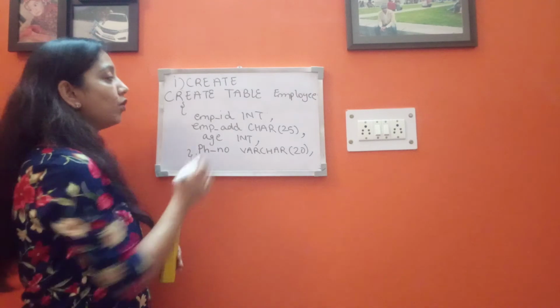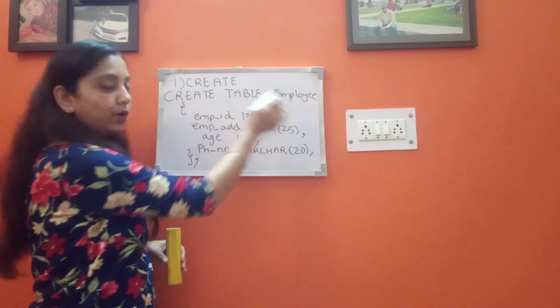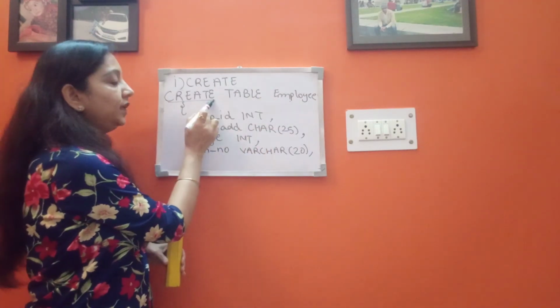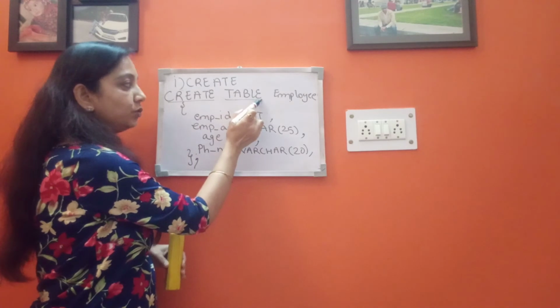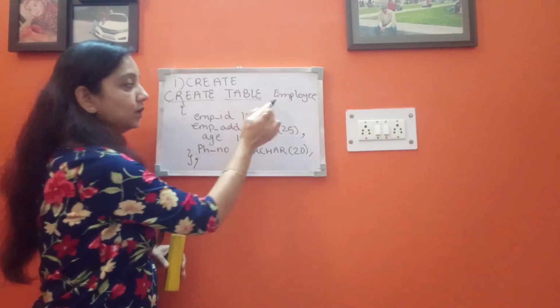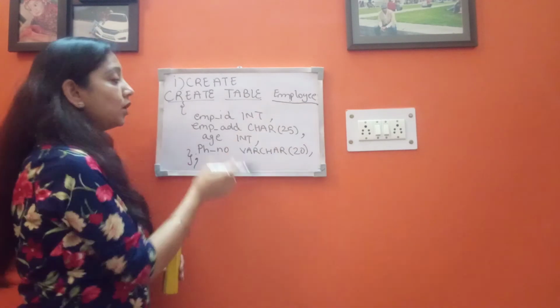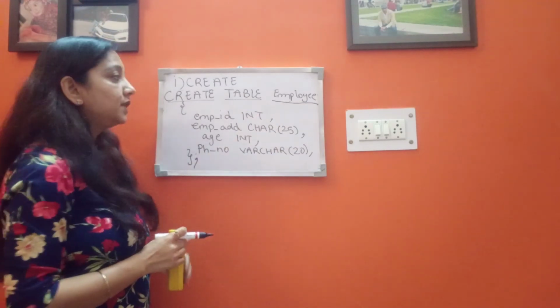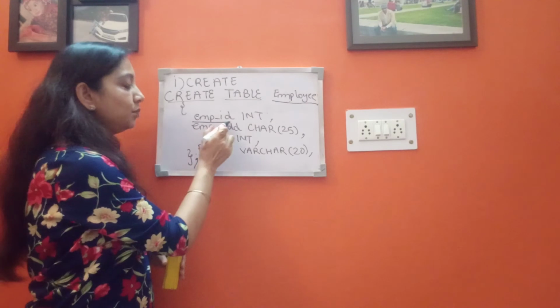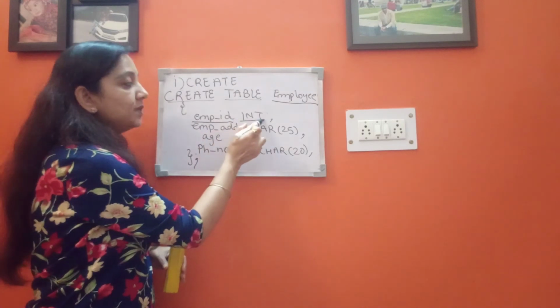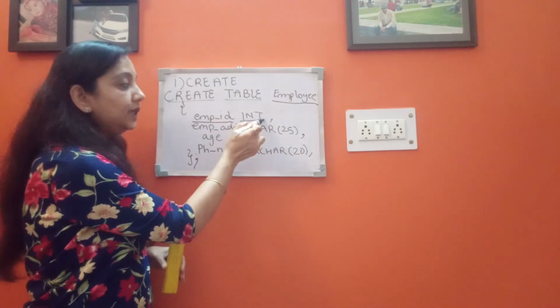Now here I want to create a table which is named employee. So what will I do? I'll give the keyword create. I will specify what I want to create. I want to create a table over here. What is the name of that table? That table's name is employee. Now what are the attributes that I want to have inside this table? The first attribute is the employee ID, and its data type is int, which represents integer values.